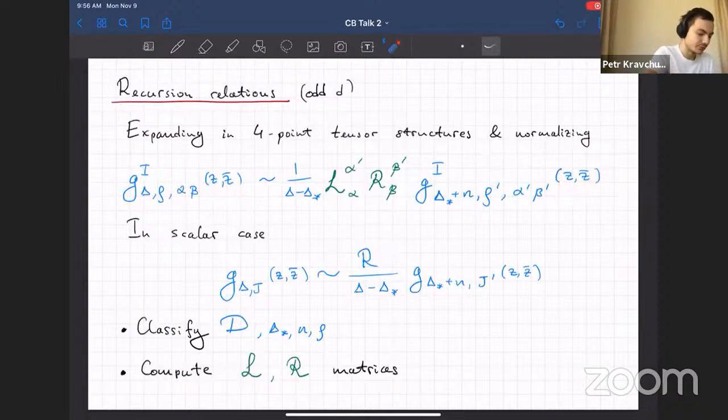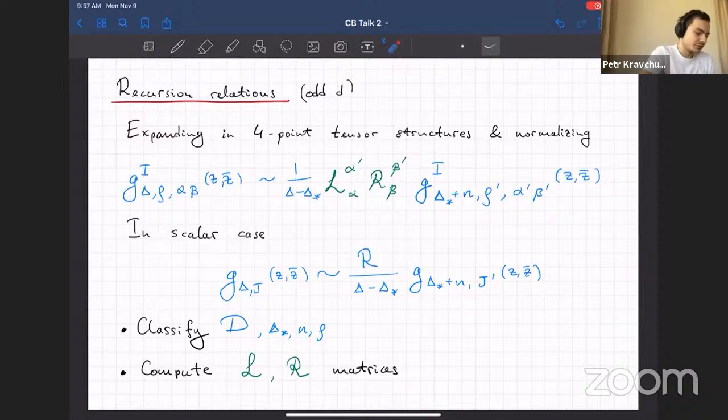So for example, if we reduce to the scalar case, then there is no index I, there is no index alpha beta, they're just trivial, they take on one value. And so both of these matrices just become numbers, and so you can just know their product by R. And we get this simple statement that the scalar conformal blocks, which depend on delta and traceless symmetric spin j, have simple poles, and the residues are some coefficient R times a conformal block at new scalar dimension delta star plus n and some new spin j prime.